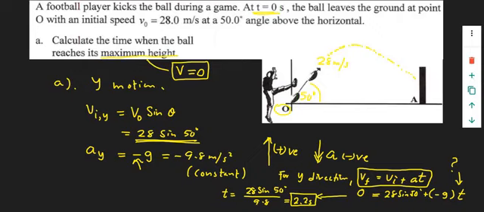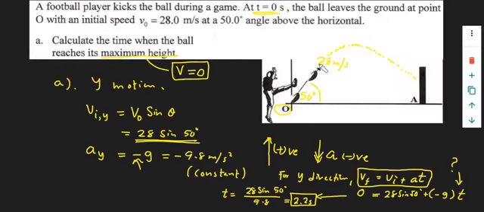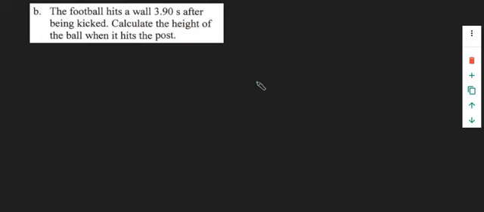Now let's go to part B. In part B, the football hits a wall 3.9 seconds after being kicked. Calculate the height of the ball when it hits the post. It's referring to this particular diagram over here, the same diagram used in part B. There's this horizontal surface. The ball starts at point O and goes in a parabolic trajectory like this.